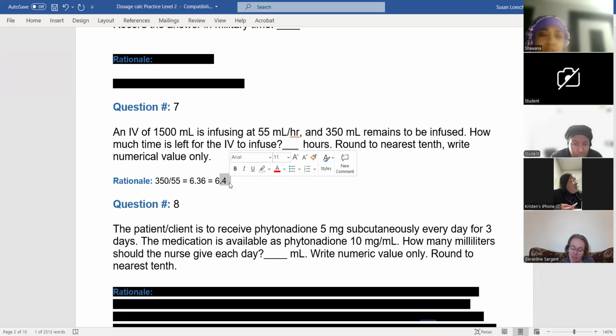How do we convert hours to minutes? The times 60. Right. So now take 0.4 times 60. And what'd you get? 24. Okay, so 6 hours and 24 minutes if I wanted to know the minutes on this.